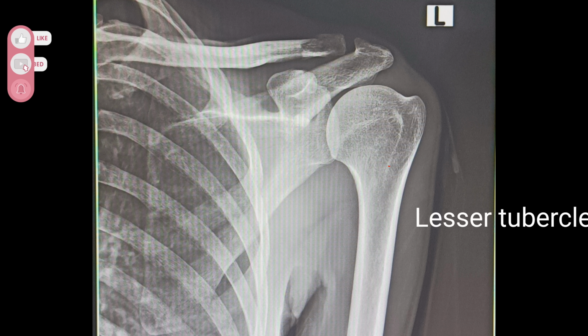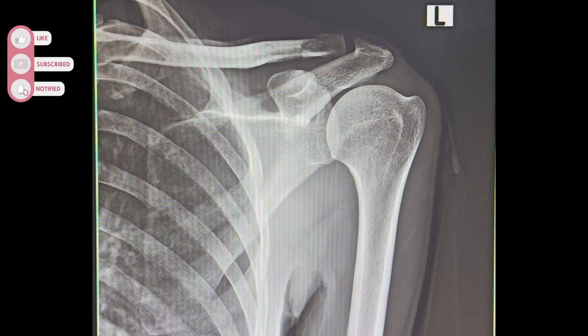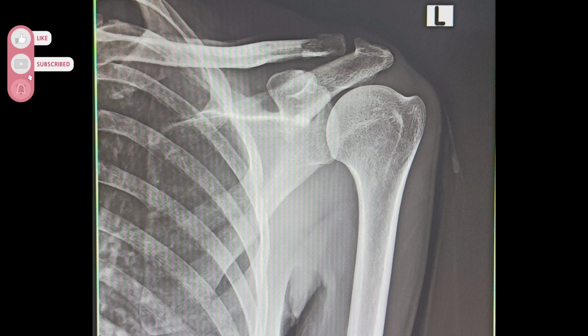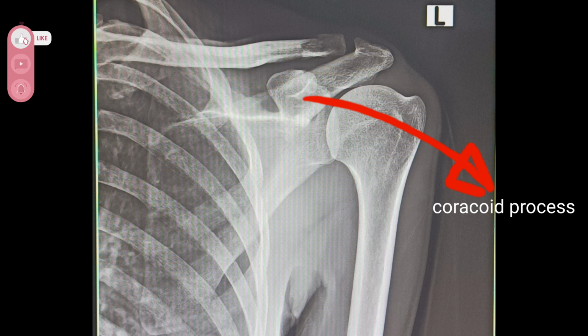This small, distinct prominence is the lesser tubercle of the humerus, an attachment point for muscles. Next, we can clearly see the greater tubercle of the humerus, which is a larger, more prominent bony projection. Then we can identify the glenoid fossa of the scapula, a shallow depression that articulates with the humeral head. After that, we can observe the coracoid process of the scapula, a hook-like projection.